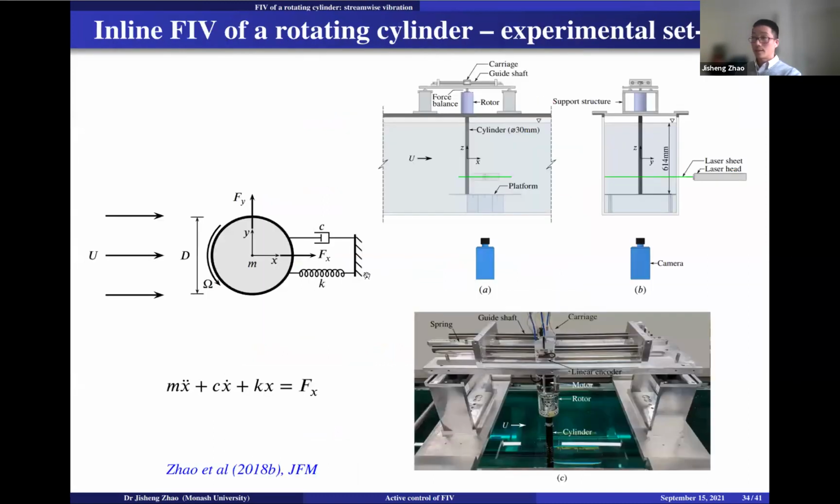All right, the other case I'm trying to show is the inline oscillator vibration case. We have a similar equation for the motion. You just replace the y with x here. This is the rig setup photo. Anyway, let me skip this.